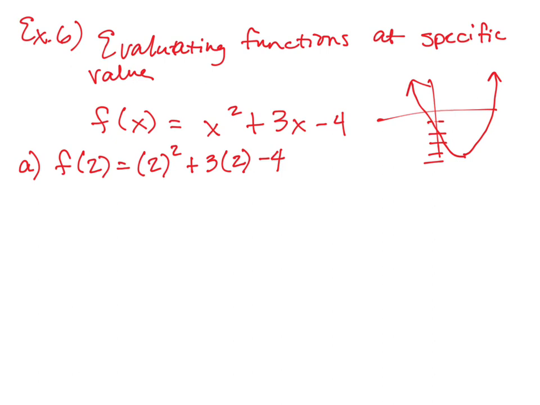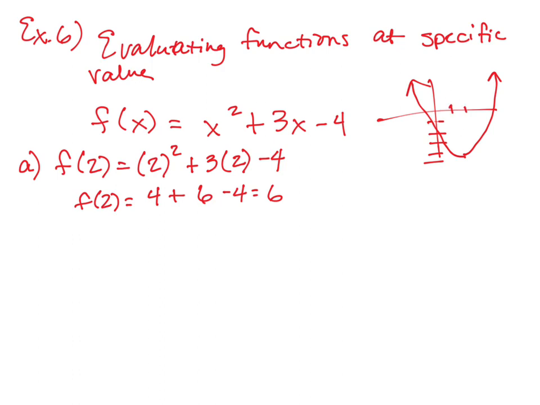2 squared is what? 4 plus 6 minus the 4. So what's f of 2? F of 2 equals 6. That means when x is 2, I should get 6.